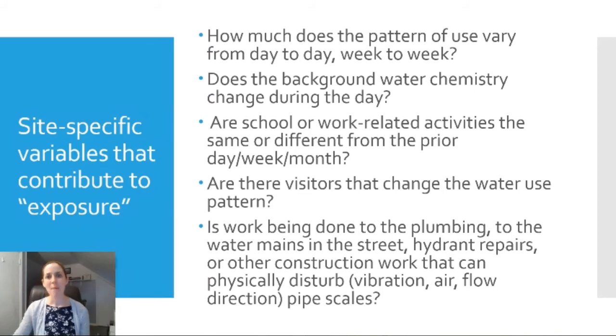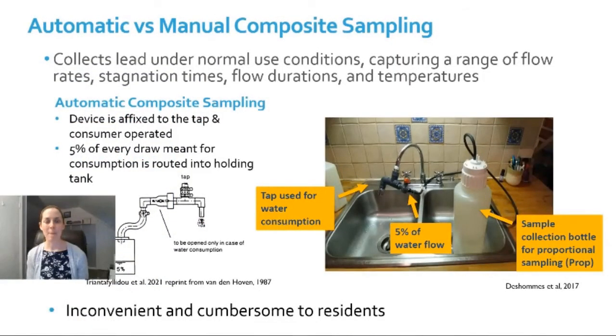There are a couple of different ways that we can go about sampling for lead in drinking water for exposure, and that's automatic versus manual composite sampling. This collects lead under normal use conditions and captures a range of flow rates, stagnation times, flow durations, and temperatures. Here you can see the automatic composite sampling device set up on a kitchen faucet. We have the tap that's used for water consumption, and every time water is drawn for consumption, 5% of that flow is diverted into a sample collection bottle there on the right.